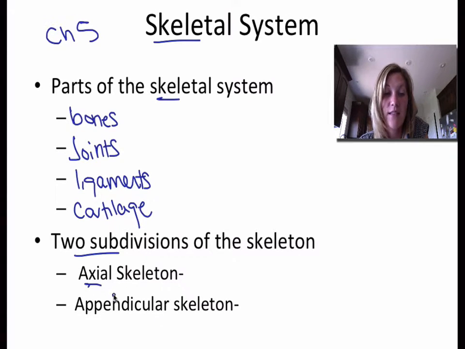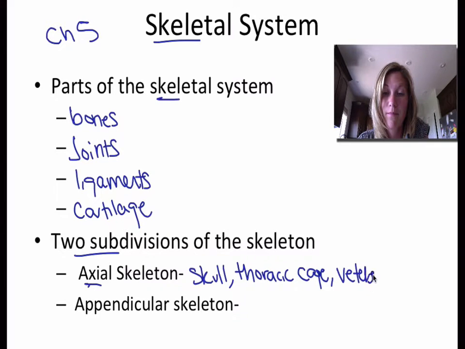Now, the axial skeleton makes up the longitudinal axis. That means the skull, the thoracic cage, and the vertebral column. Then the appendicular skeleton is made up of the limbs and girdle.